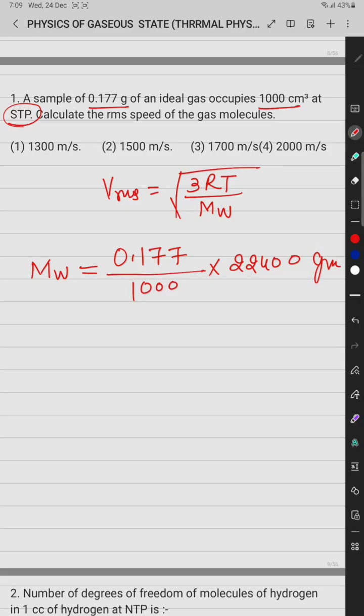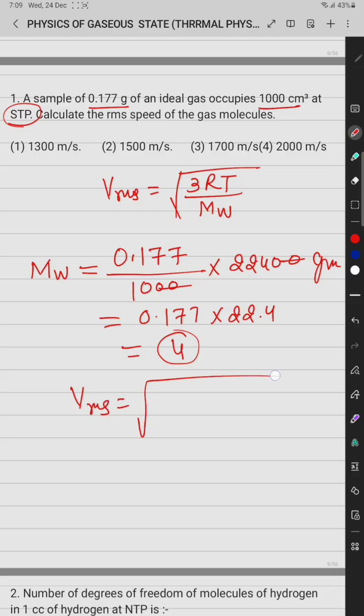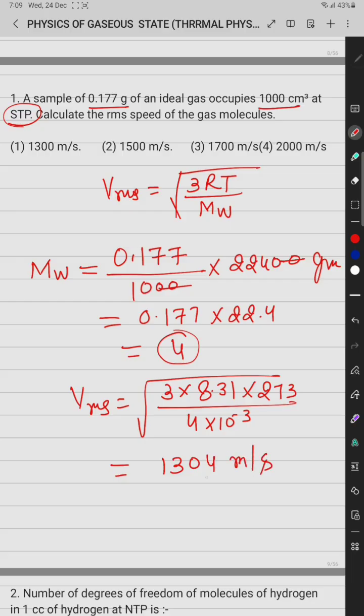In the gram, and molecular weight is 0.177 multiplied by 22.4, and that is 4 gram per mole. Now we put the value in this equation 3, it is 8.31, and multiply by the STP means it is 273, and molecular weight is 4 gram per mole, so it is 4 into 10 raised to power minus 3. If we calculate this term, then it is 1304 meter per second. So I think first option is correct.